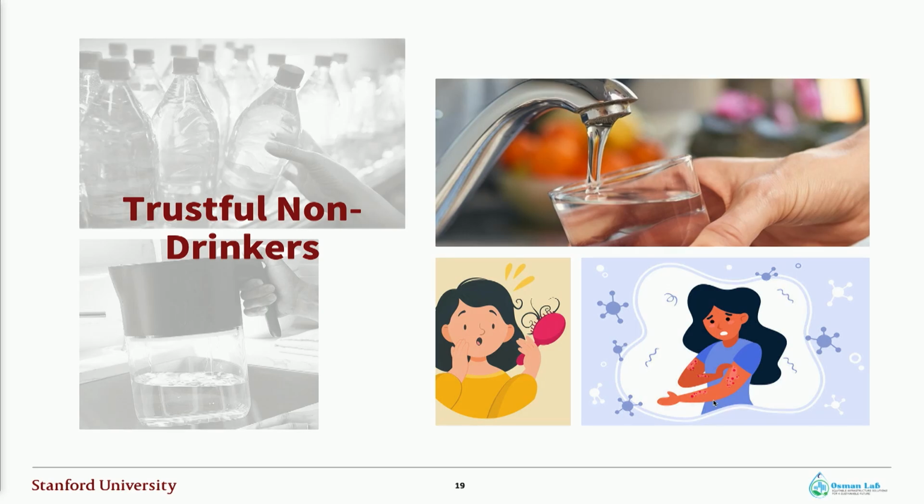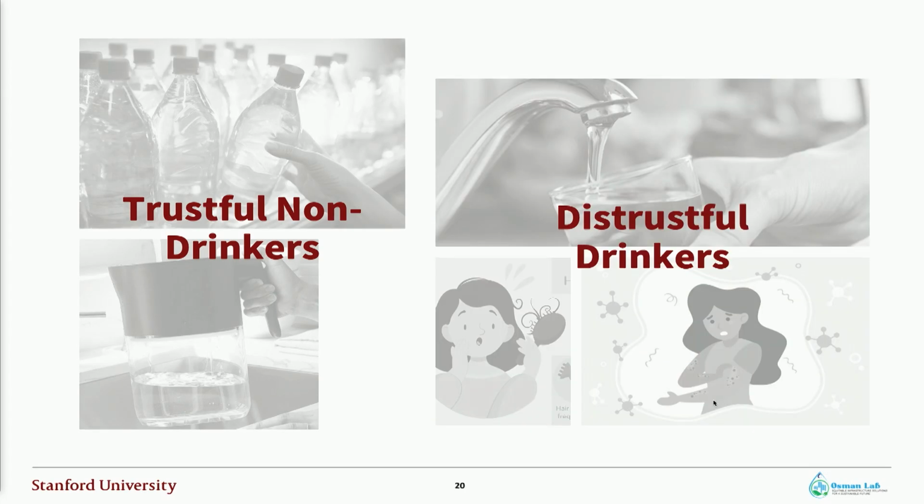And so we categorize folks into 2 groups. The first one being the trustful non-drinkers, folks who had said that they trust their water, however, they were still not drinking it. And then we had another group of people who were distrustful. However, they were still drinking the water because they couldn't afford to have any other alternatives.